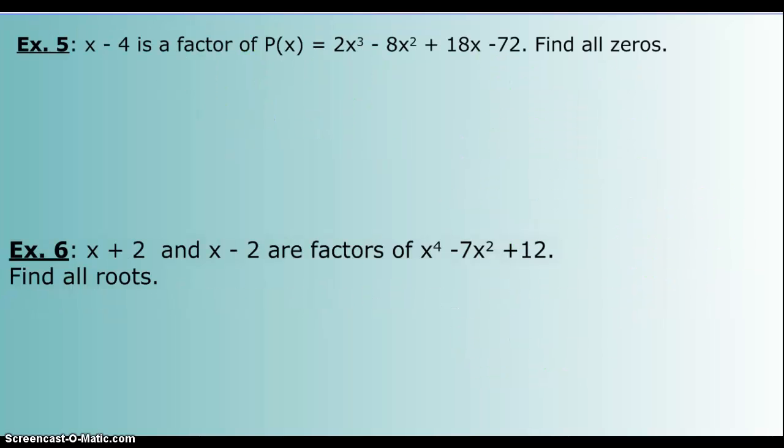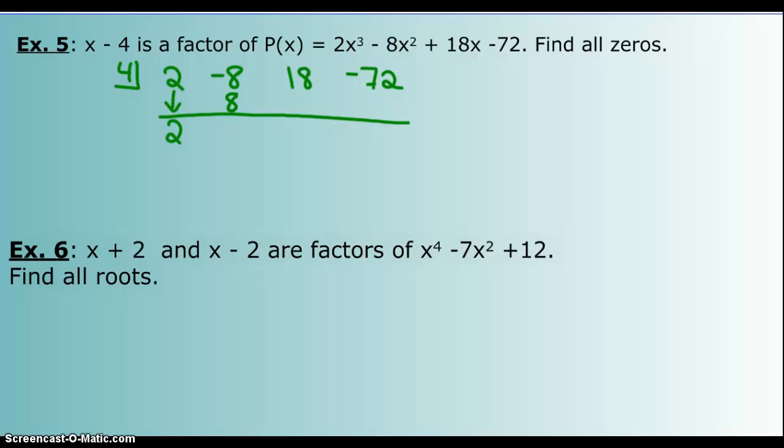Next page here. Okay, 2 more to do. So first up here, they said x minus 4 is a factor. That means you have to first change that to 4 is the root, and then I'm going to say 2, negative 8, 18, negative 72. Drop the 2. 2 times 4 is 8. Negative 8 plus 8 is 0. We end up with 0 here. That brings the 18 down. 4 times 18, oh, just magic, happens to be that 0.